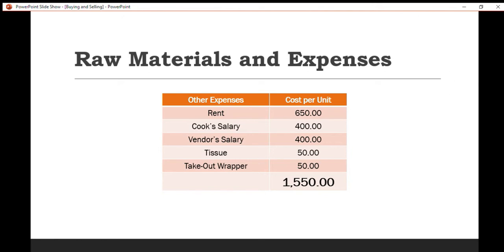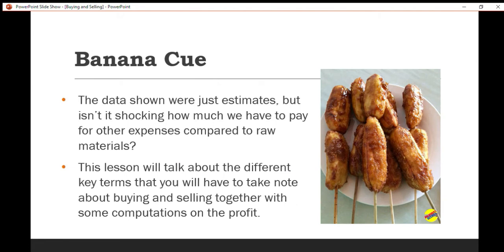Kaya lang, in order for you to be more transparent sa sarili ninyo as vendor or as seller, kailangan isama ninyo yung expenses ng services niyo mismo bilang cook and bilang vendor. Okay, next. So, the banana queue. The data shown were just estimates, but isn't it shocking how much we have to pay for other expenses compared to raw materials? Mas malaki talaga siya. Okay, kung sa realidad lang.